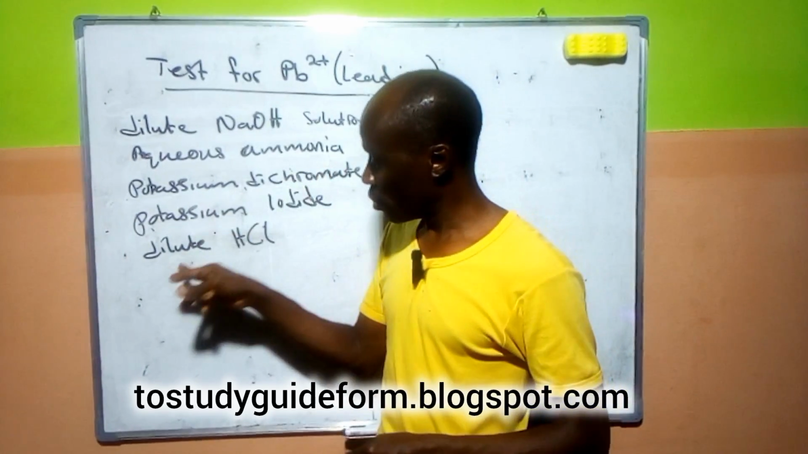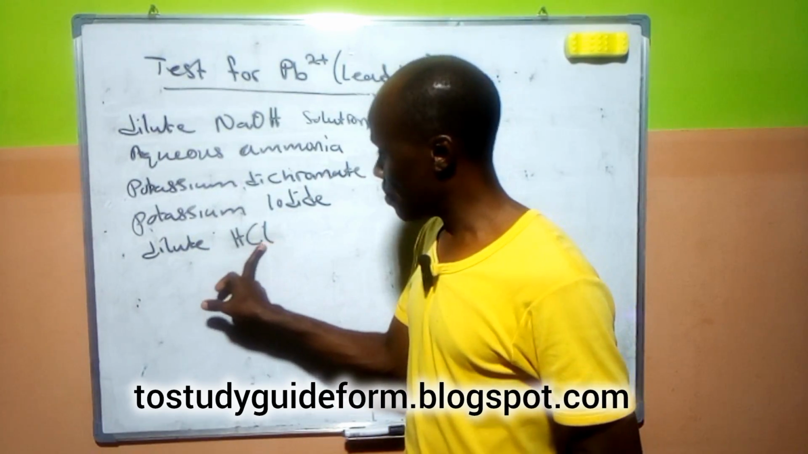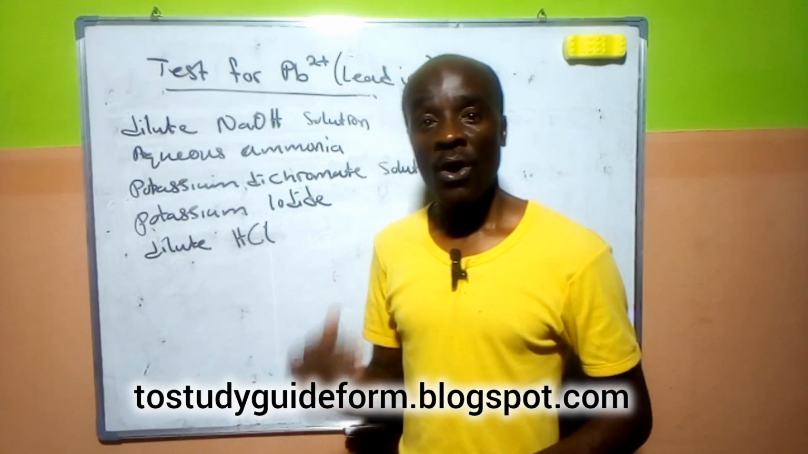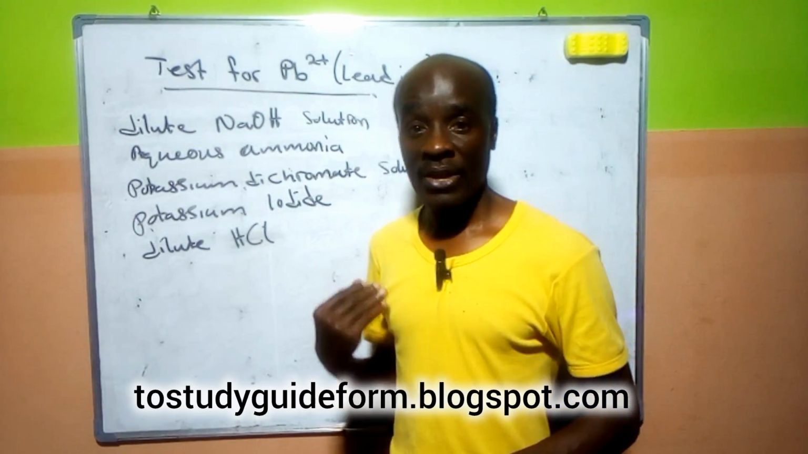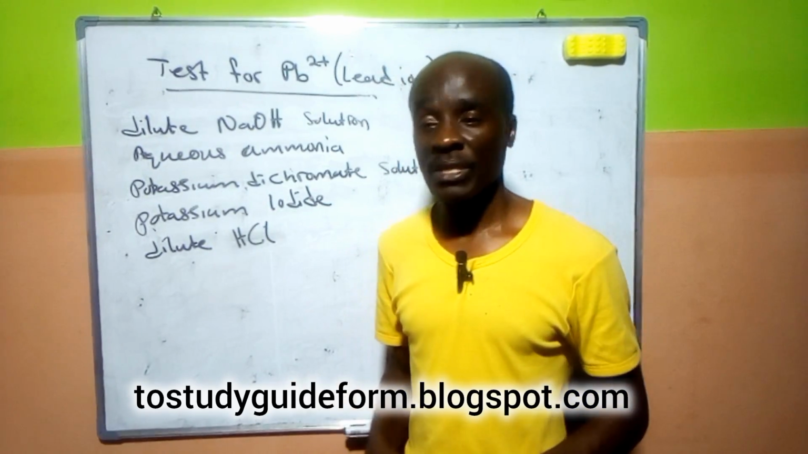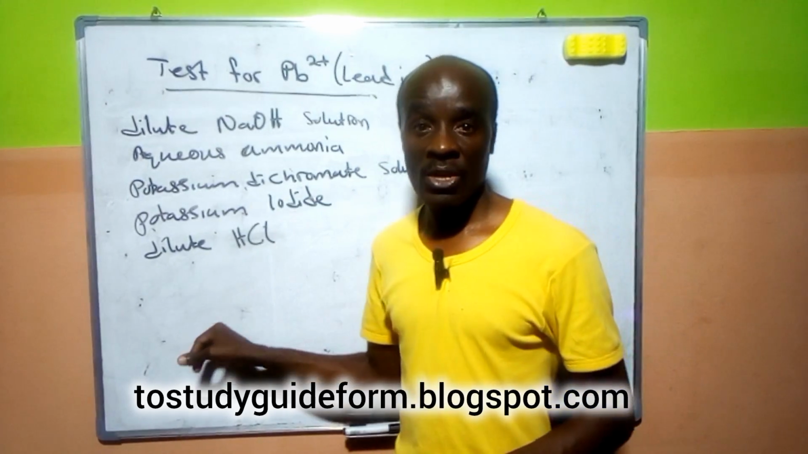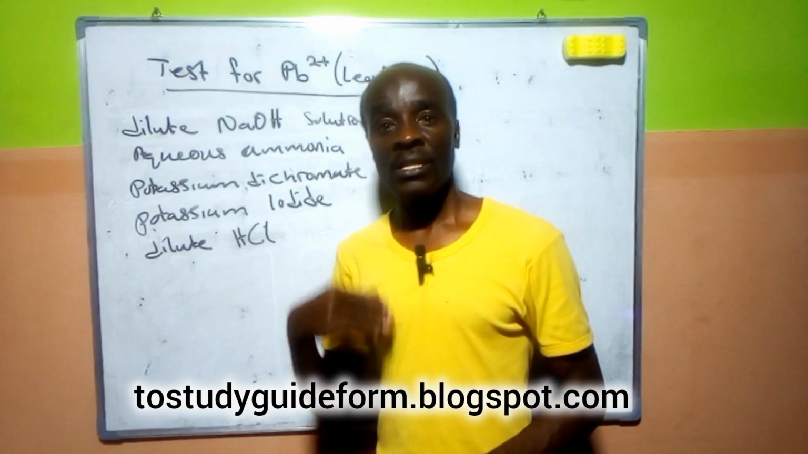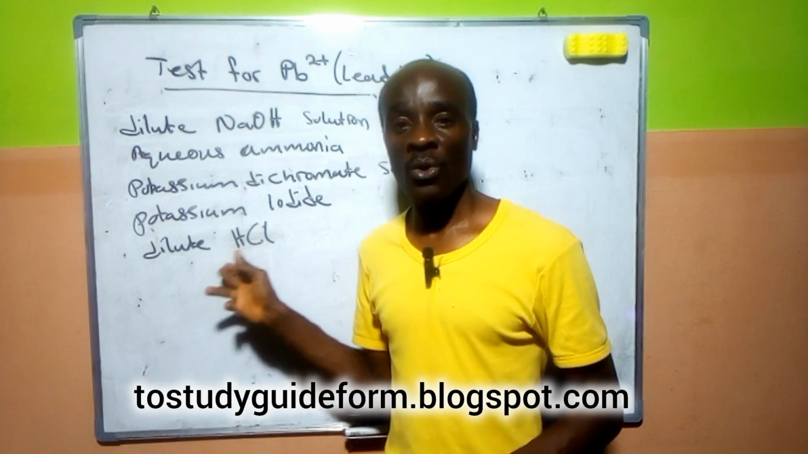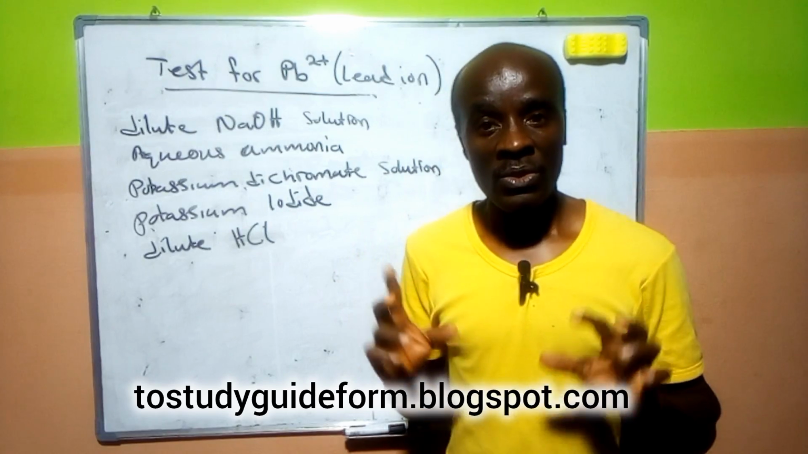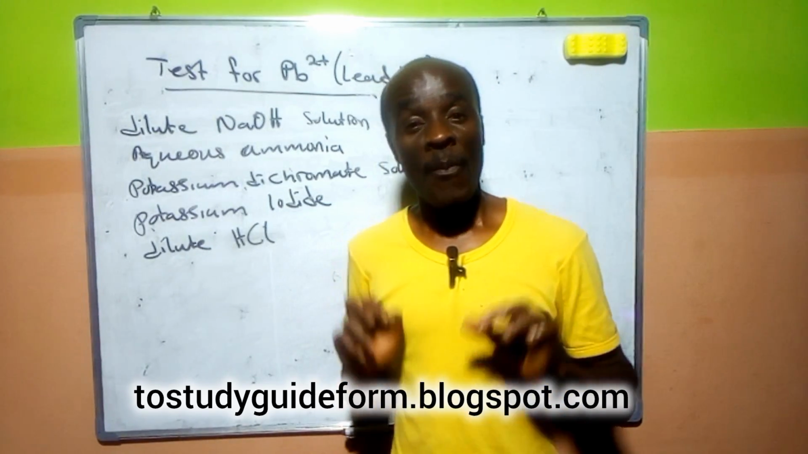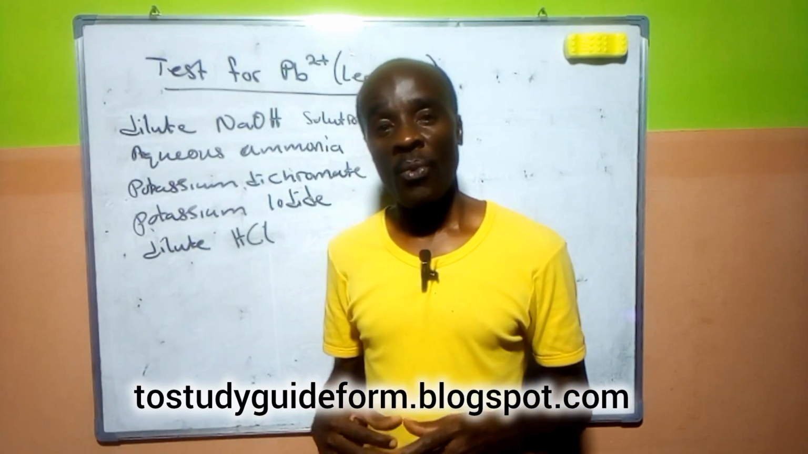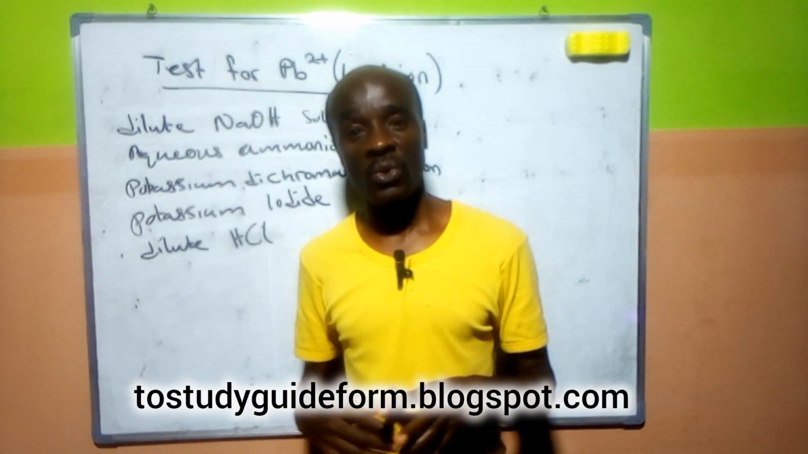So the last one we're going to be doing is to test with dilute hydrochloric acid. One thing you should note here is that lead ion forms a white precipitate with all chlorides, any soluble chloride compounds. For example, hydrochloric acid, sodium chloride, potassium chloride will always give you a white precipitate with lead. This precipitate will dissolve when heated. When you heat it, it will dissolve, and when it's cold, it will reappear again.